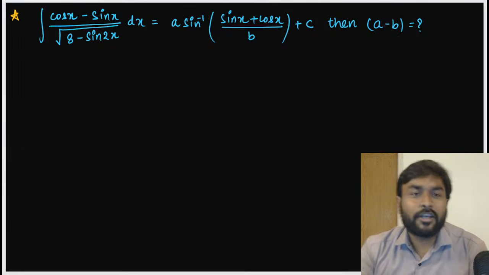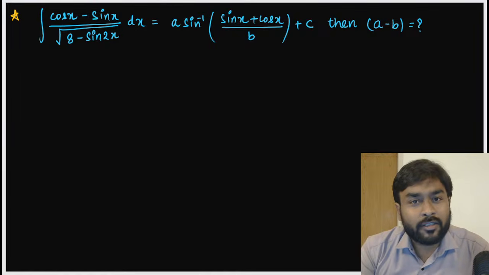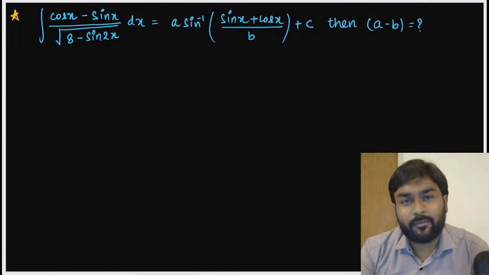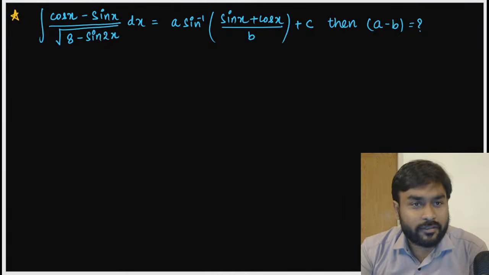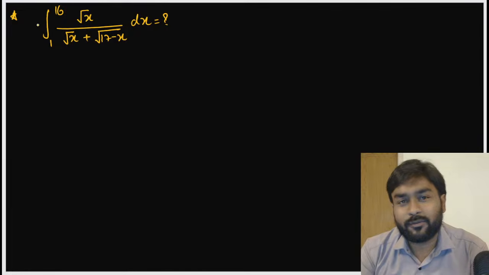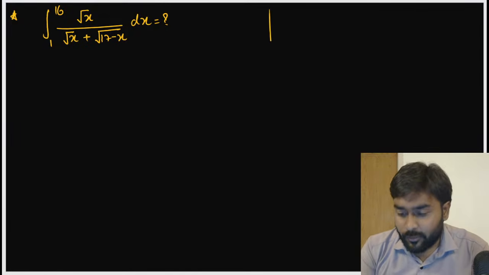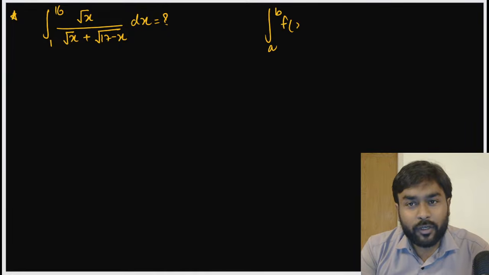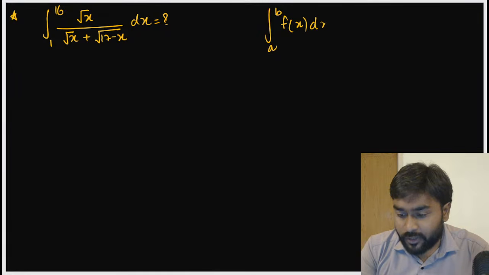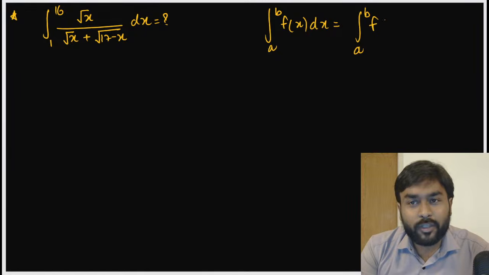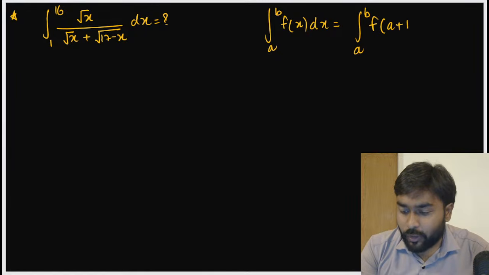Okay, so we will start from this question. First we will see some simple questions, then after that we will approach this one. This one is easy. Here we have the property integral a to b f(x) dx, and the formula is integral a to b f(a plus b minus x) dx.